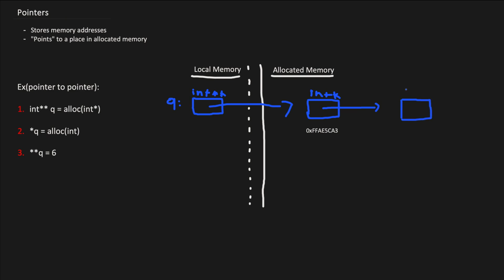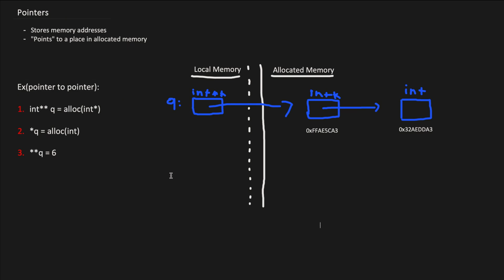And what this would do, step 2, is now create another arrow into another address in allocated memory. And this box is now going to hold an int. And it would just have another random memory address. So I'll just give it that. And then, so now we have this kind of train of arrows.